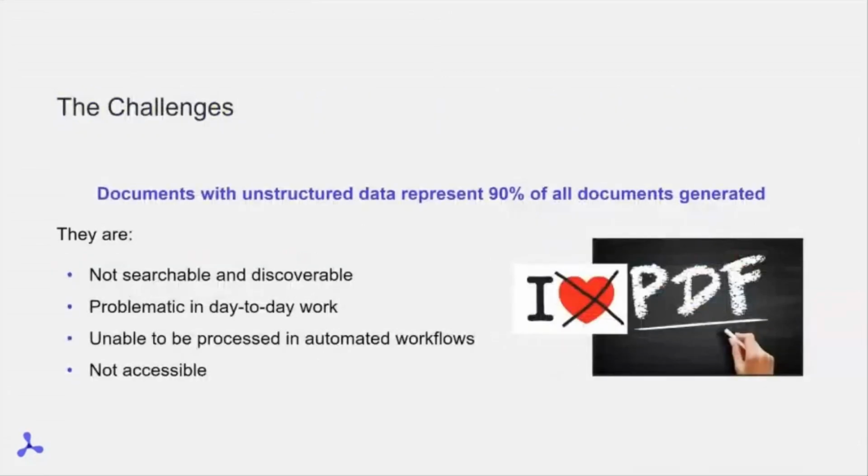Just as a reminder, 90% of all generated documents have unstructured data. This means that they're not searchable, they're problematic in day-to-day work because they're unable to be processed in automated workflows, and they're also not accessible. If we take the example of PDFs, scan and image PDFs are unstructured, which is expected, but it is also the case for digitally born PDFs. So a computer cannot extract data such as key value pairs, tables, or personal information from an unstructured or even semi-structured document automatically without an IDP tool.